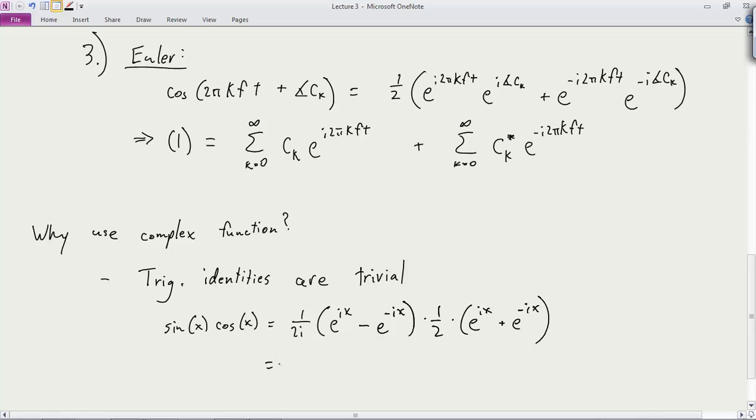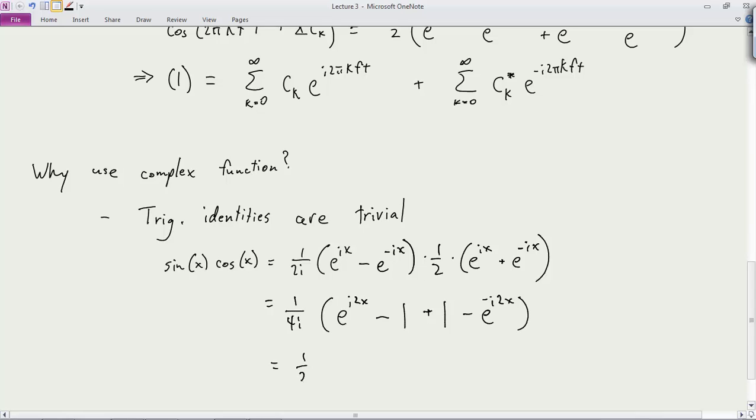What we can do is multiply that out. Let's take our 1 over 4i out front, and we get e to the i2x, minus 1 plus 1 minus e to the negative i2x. You see that? I just cross-multiplied everything. And that means it's this. And we can identify that as 1/2 sine 2x.